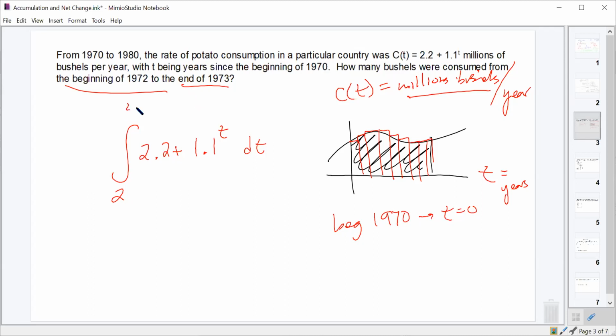Should be 4, right? Because the end of 73 would be the same as the beginning of 74. And this is an integral that we could do by hand, but it's going to be a pain, and evaluating is going to be a pain, and we want to get an actual numeric value out of it that's reasonable for us. So we're going to use our calculators to evaluate this integral.